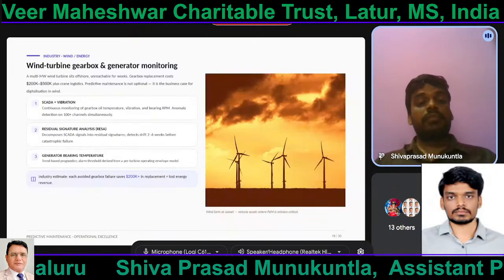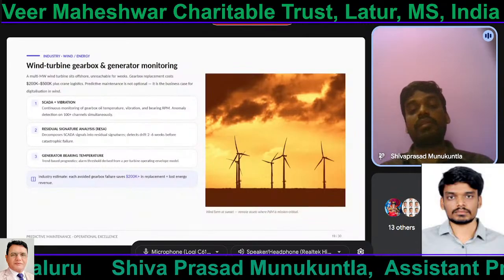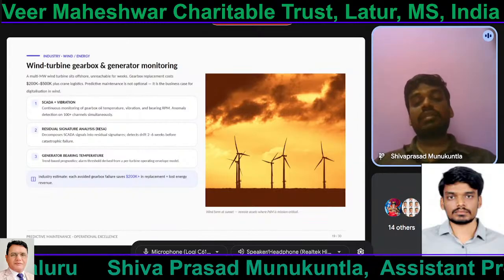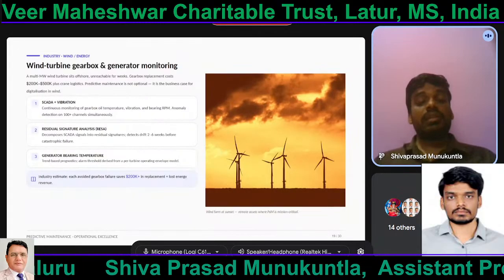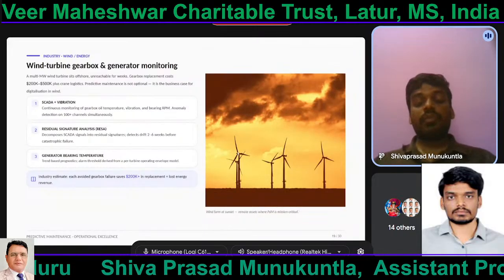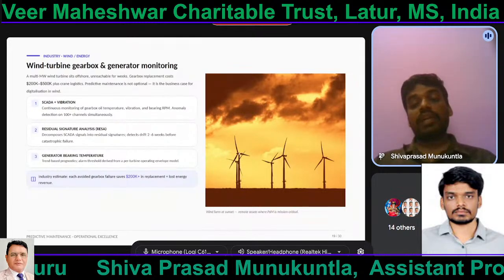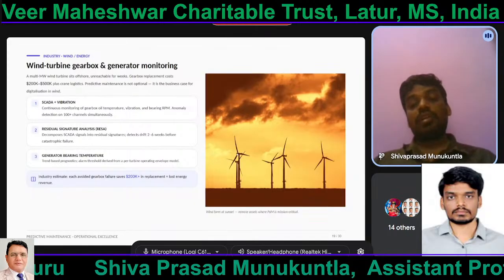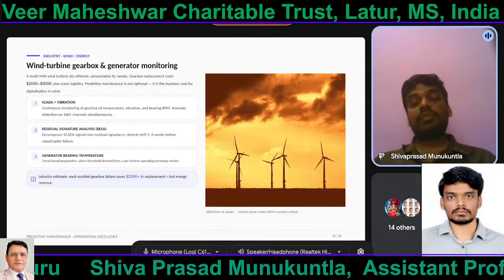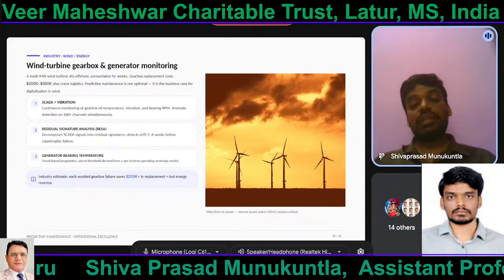First is wind turbines. You may be aware of wind turbines in India. We are moving more towards green energy, so everywhere we see wind turbines installed by government or private companies. At the very top, very high up, the gearbox and generator will be there. At the front, the motor will be there. When wind comes, it rotates, and with the rotation, electricity is generated.